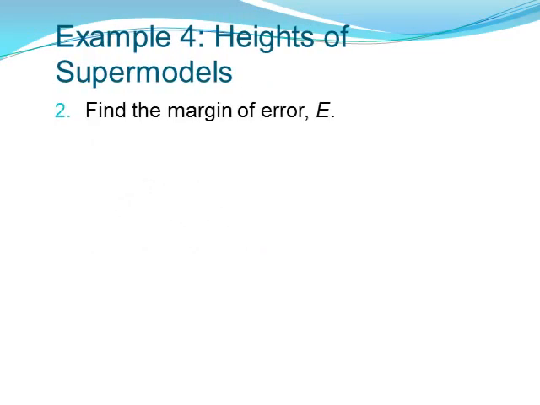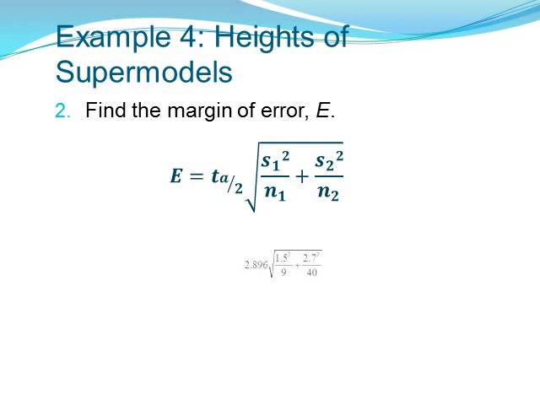Next, we find the margin of error E. So here's our formula, and then our t sub alpha over 2 was the critical value 2.896, and we multiply that by the square root of standard deviation 1 squared over sample size 1 plus standard deviation squared from the second sample divided by the second sample size. And this gives us 1.904 for the margin of error.